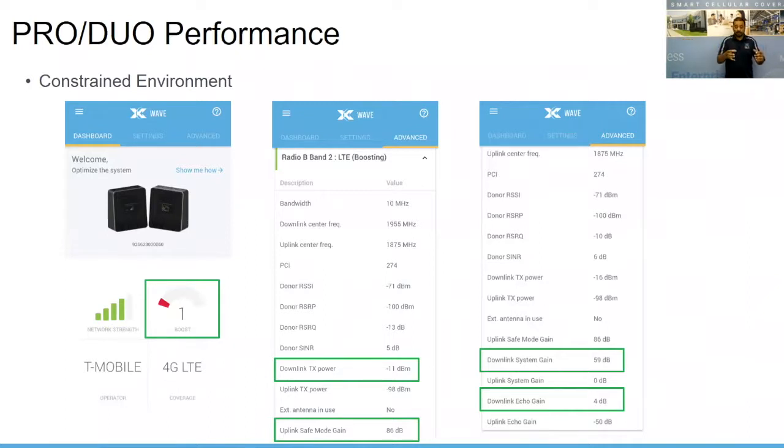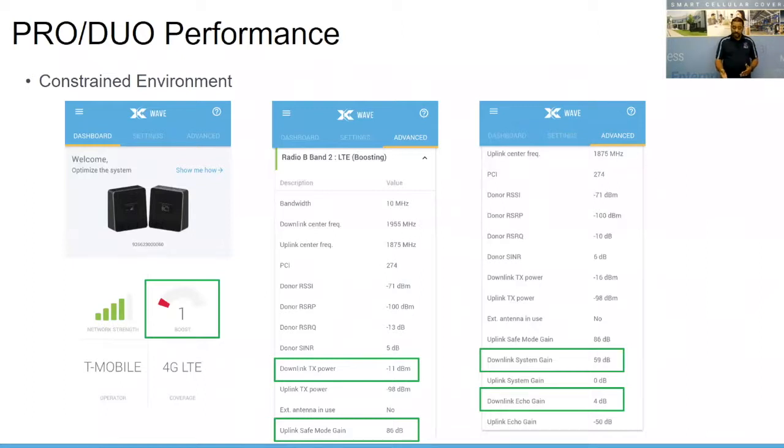Now, when we move that coverage unit closer, on the right you can see the effects of both of our algorithms at work here. We can see that the automatic gain control has reduced the gain from 81 dB down to 59 dB. Also, our downlink echo gain. When we had good separation, he was at max transmit power and was only being detected at a 0 dB level. Now when we bring him closer, his coverage bubble is extending beyond the network unit by 4 dB.